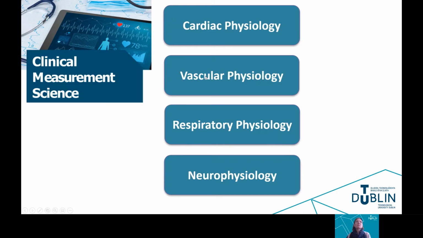So within clinical measurement science, there are four sub-disciplines, namely cardiac physiology, vascular physiology, respiratory physiology, and neurophysiology. And in the general sense, a clinical measurement scientist's role is generally within the hospital system, both in the public HSE hospitals, in voluntary hospitals, and also in the private sector. So every hospital will have a team of diagnostic physiologists in these disciplines.